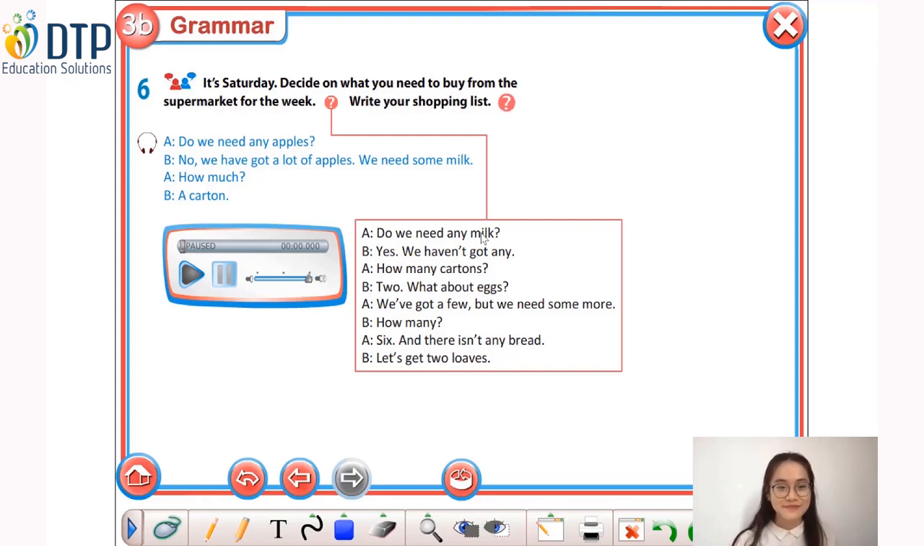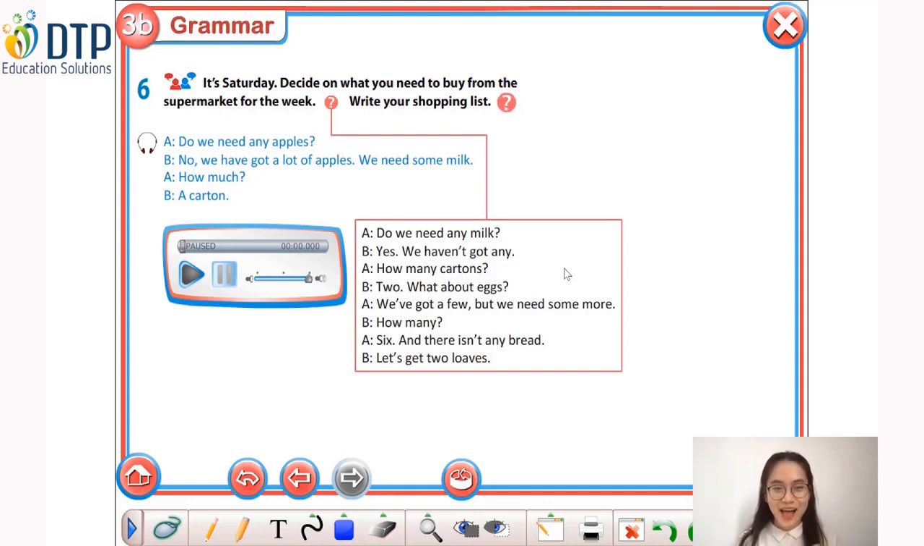Let's go. Do we need any milk? How many cartons? We've got a few, but we need some more. 6, and there isn't any bread.